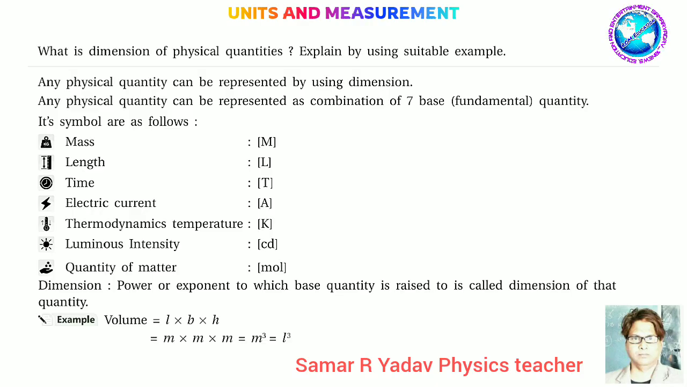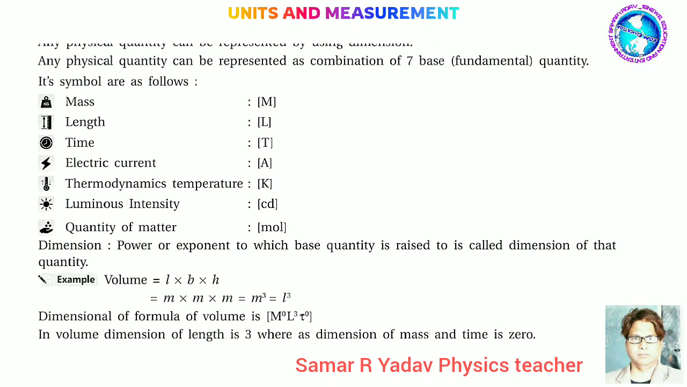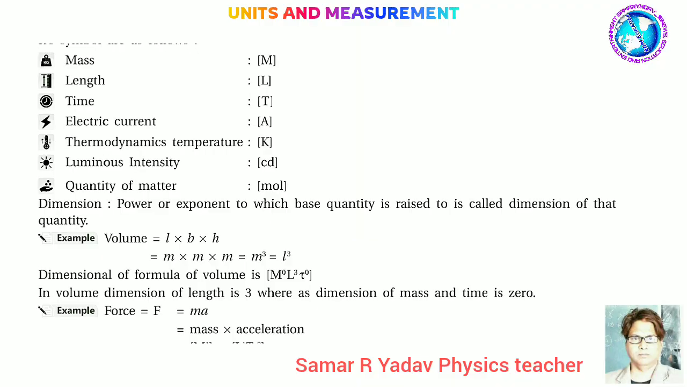Its symbols are as follows: mass M, length L, time T, electric current A (ampere), thermodynamic temperature K, luminous intensity CD, and quantity of matter mole. All of M, L, T, A, K, CD, mole are written in brackets. The power or exponent to which a base quantity is raised is called the dimension of that quantity.